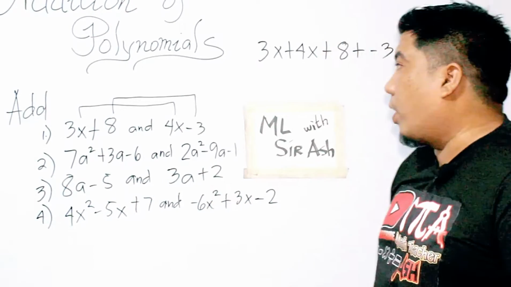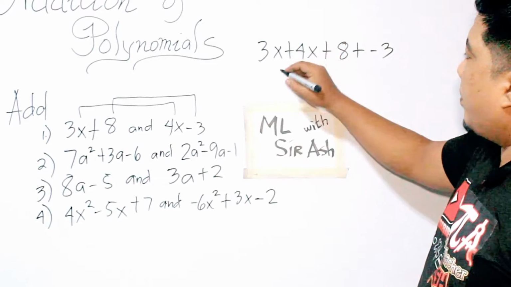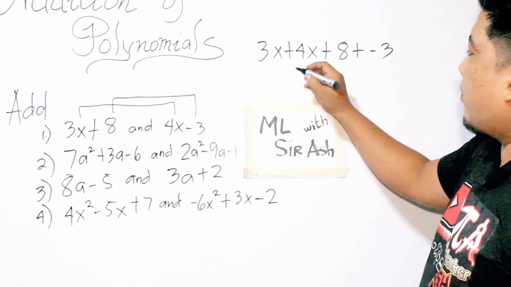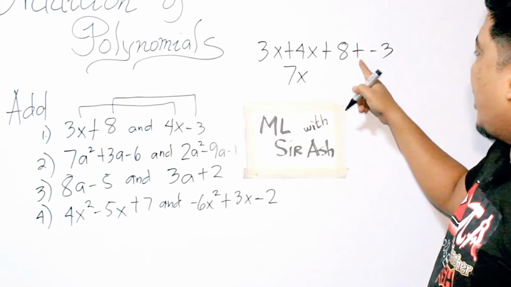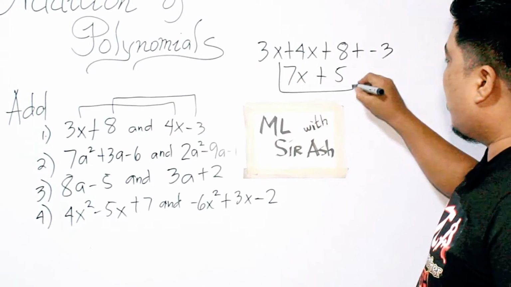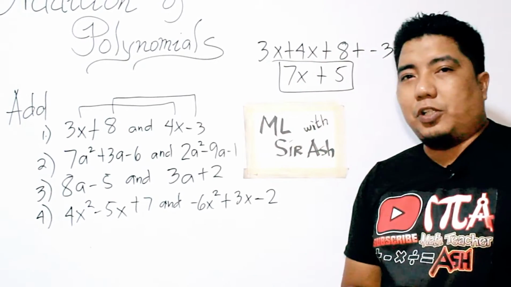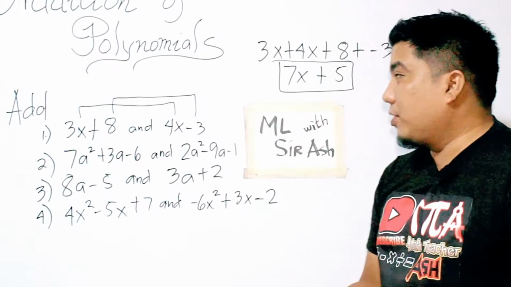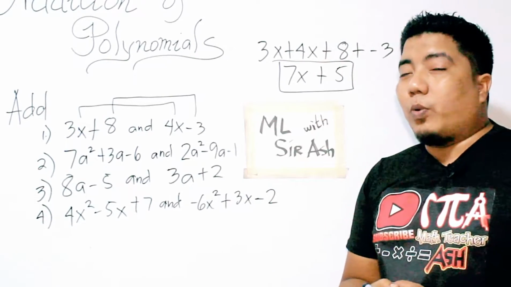Okay, I hope you got that one. And now, we will be simplifying this. 3x plus 4x, that is 7x. 8 plus negative 3, that will become positive 5. And this will be your final answer. Easy, right? So now, let us go to question number 2.